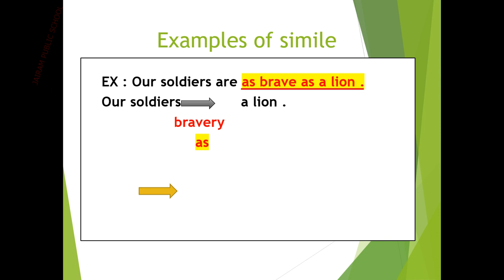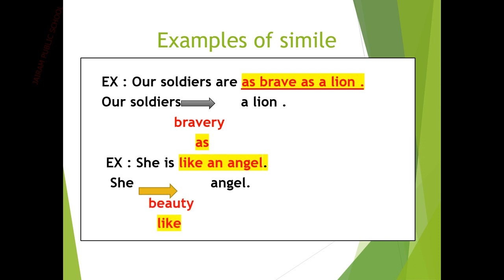Go to another example. She is like an angel. In this sentence, she is a girl compared with an angel by using a simile word like. Can you find out the common thing between both of them? Yeah, of course. That is beauty. Our soldiers are as brave as a lion. In this sentence, as brave as a lion is a simile. In the second example, like an angel is a simile.